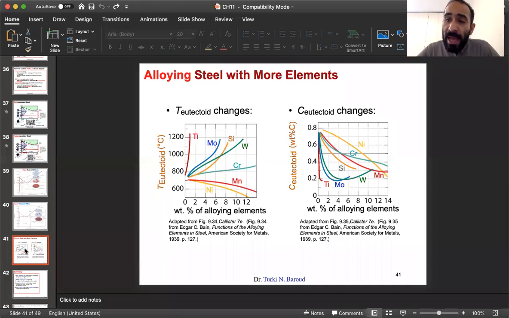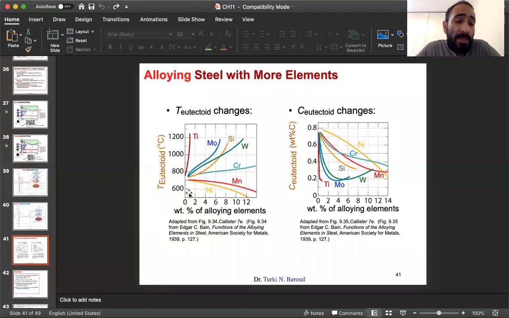Now, sometimes in steel, besides the carbon, you add other elements. You have iron and you want to make an alloy that has carbon and other elements that might enhance, let's say, the corrosion resistance. This is why we want to add other elements to the alloy. What's going to happen if you add other elements? You're going to play with the eutectoid temperature, and you're going to play with the eutectoid composition.